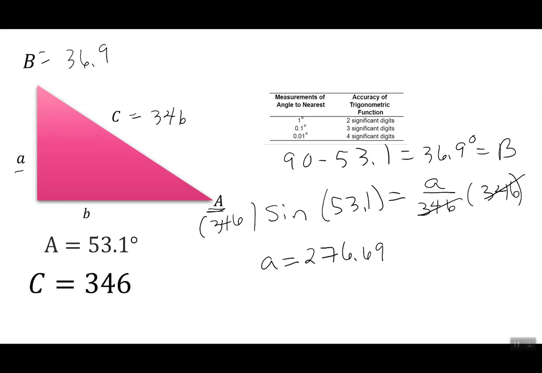And again, remember, I had 1 decimal place in my measurement of my angle, so it says I can give 3 significant digits in my answer. 3 significant digits is looking at the 276. The 0.69 tells me to round that up and make A 277.